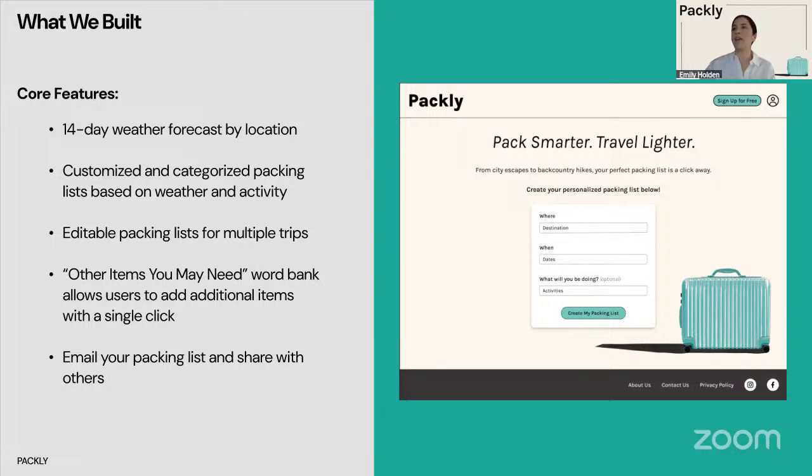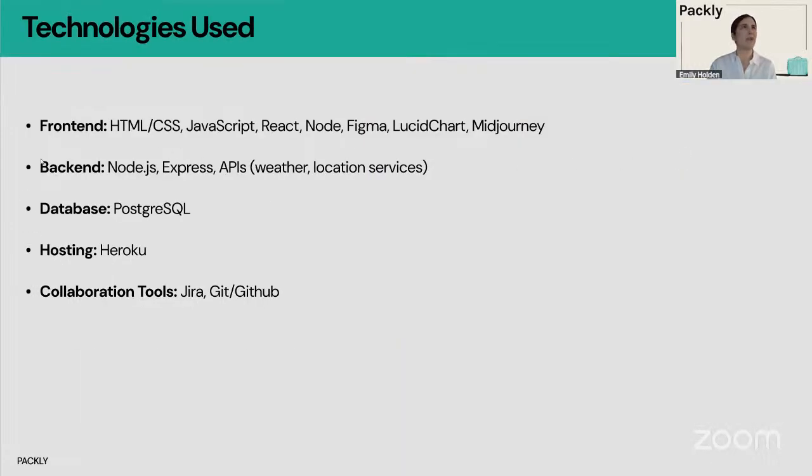And then in other items, you may need Word Bank, which is a curated library of additional items that can be added to a packing list with a single click, ensuring nothing is overlooked. We also offer an email your packing list feature, which allows users to send their packing list directly to their inbox for on-the-go access or easy sharing with travel companions. We'd now love to present you with a live demo of our app.